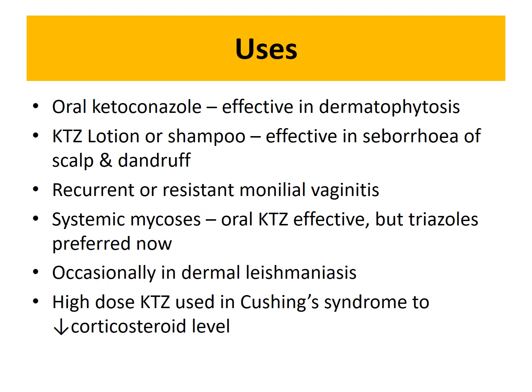Coming to the uses, oral ketoconazole is very effective in dermatophytosis. Also, the lotion and shampoo preparations are very effective in seborrhea of the scalp and dandruff. Recurrent or resistant monilial vaginitis, plus systemic mycosis, for which oral ketoconazole can be used, but triazoles are preferred, not imidazoles but triazoles. Occasionally, they are used in dermal leishmaniasis. Also, very high doses of ketoconazole are used in Cushing syndrome to decrease the corticosteroid levels. So, these are a few uses of ketoconazole or the imidazole group.